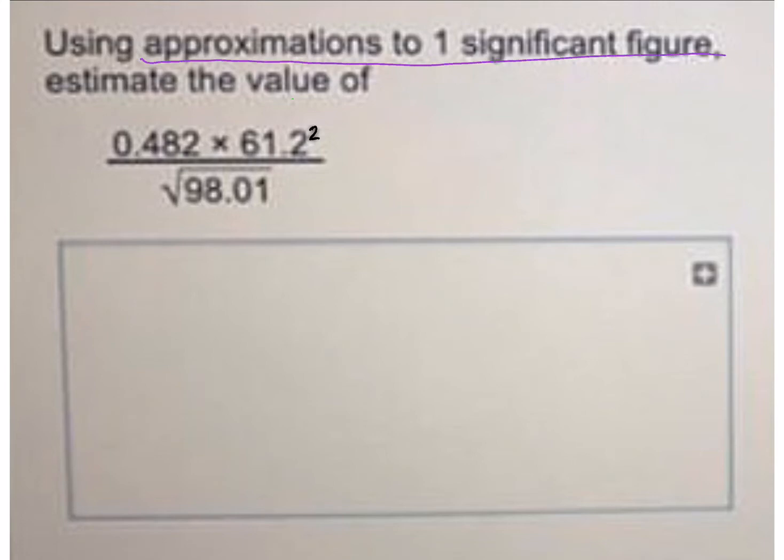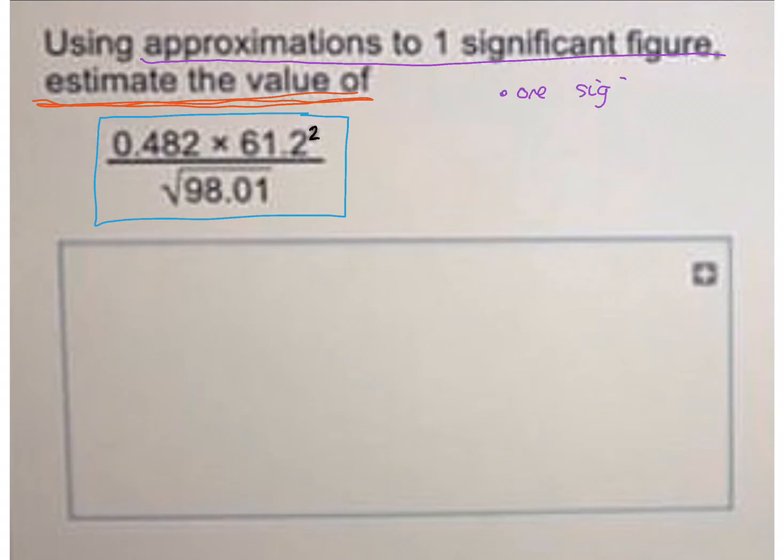So I got this question sent in: using approximations to one significant figure. So I'm just going to underline that. Estimate the value of, and you've got the sum there. So for any calculation that involves estimating, where you are told some form of rounding like this, effectively what you have to do is round every number to one sig fig.